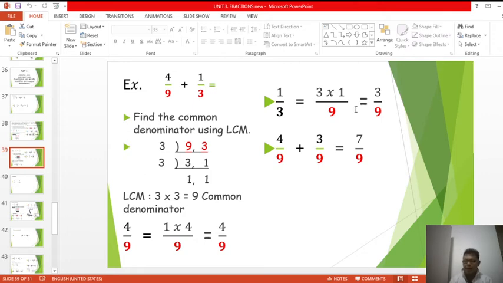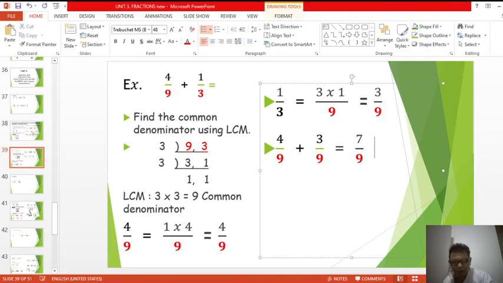Then bring both of these equivalent fractions together. They have the same denominator, right? So copy the denominator here and just add up the numerators. So we have 4 plus 3 is 7. So our answer is 7 over 9. So that is now our answer. Let me write down the answer. Okay, too big. So I hope you understand this part.